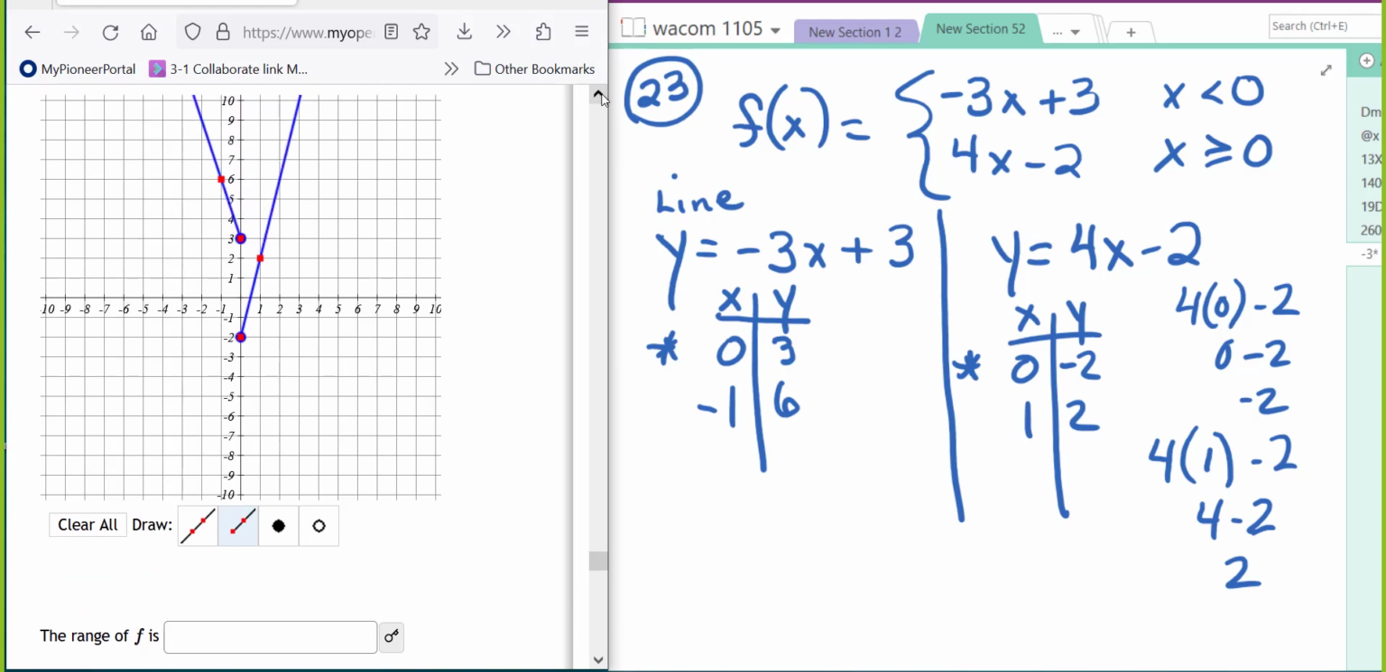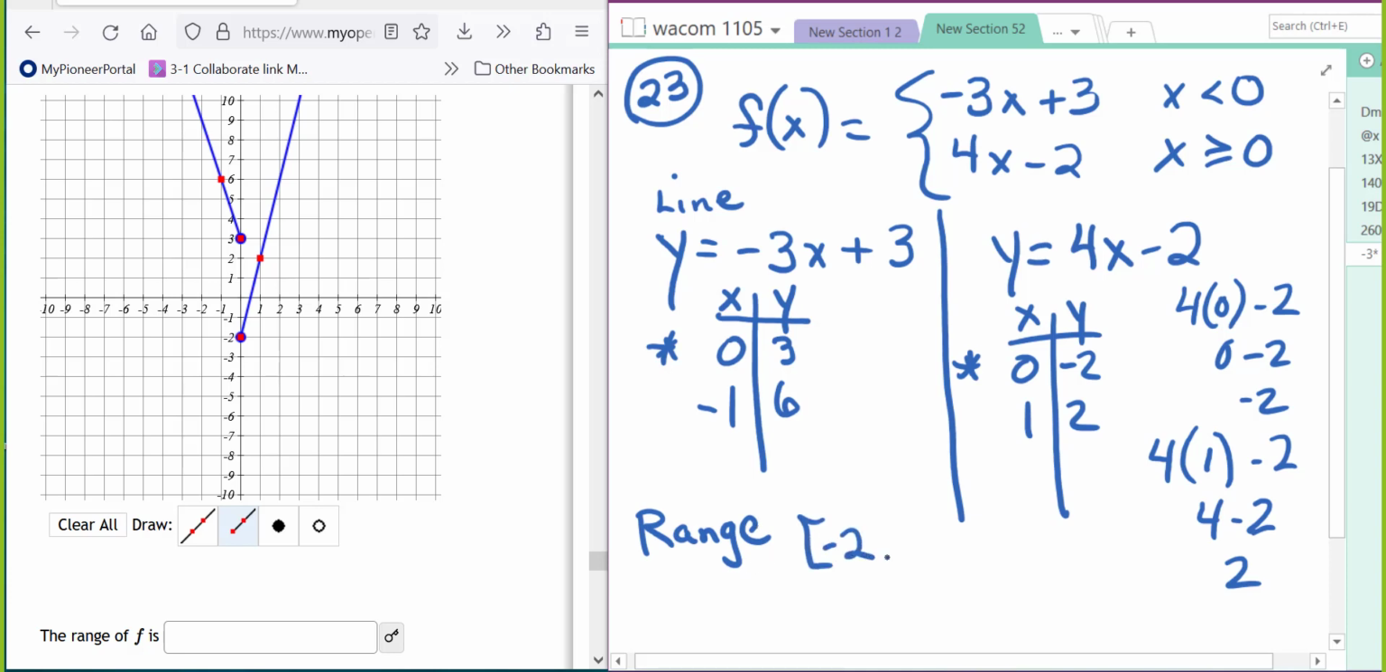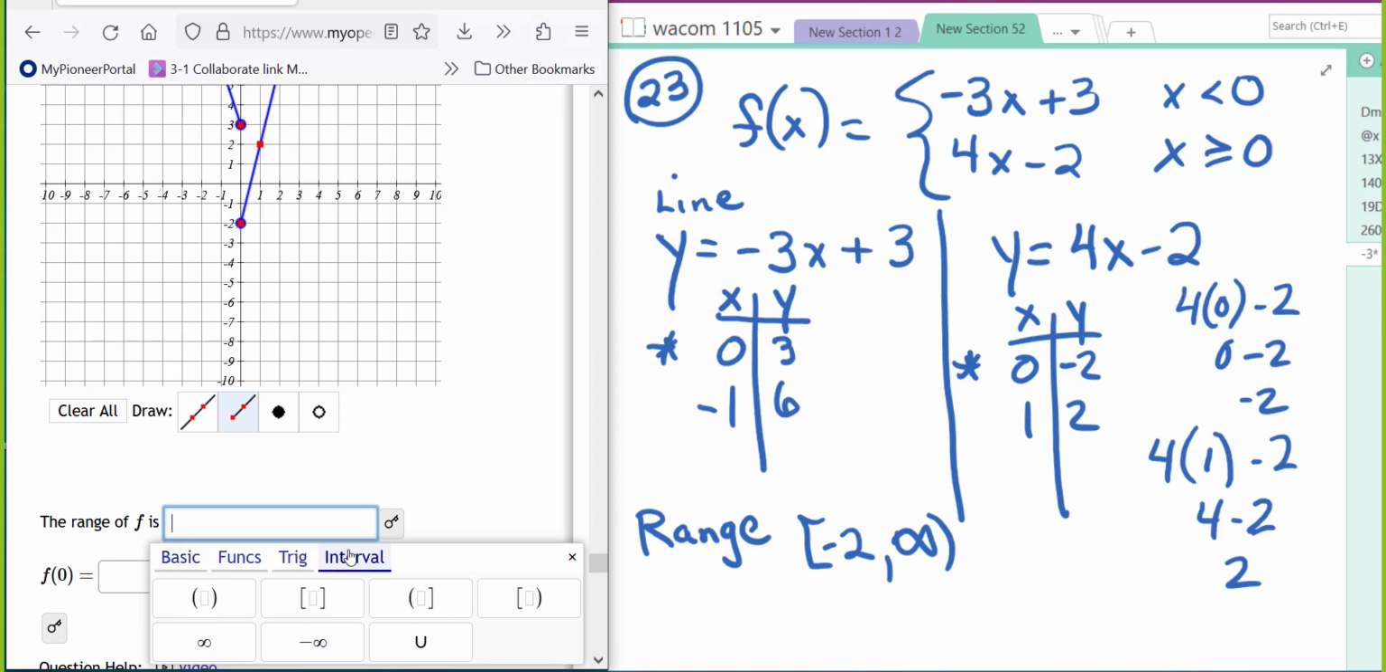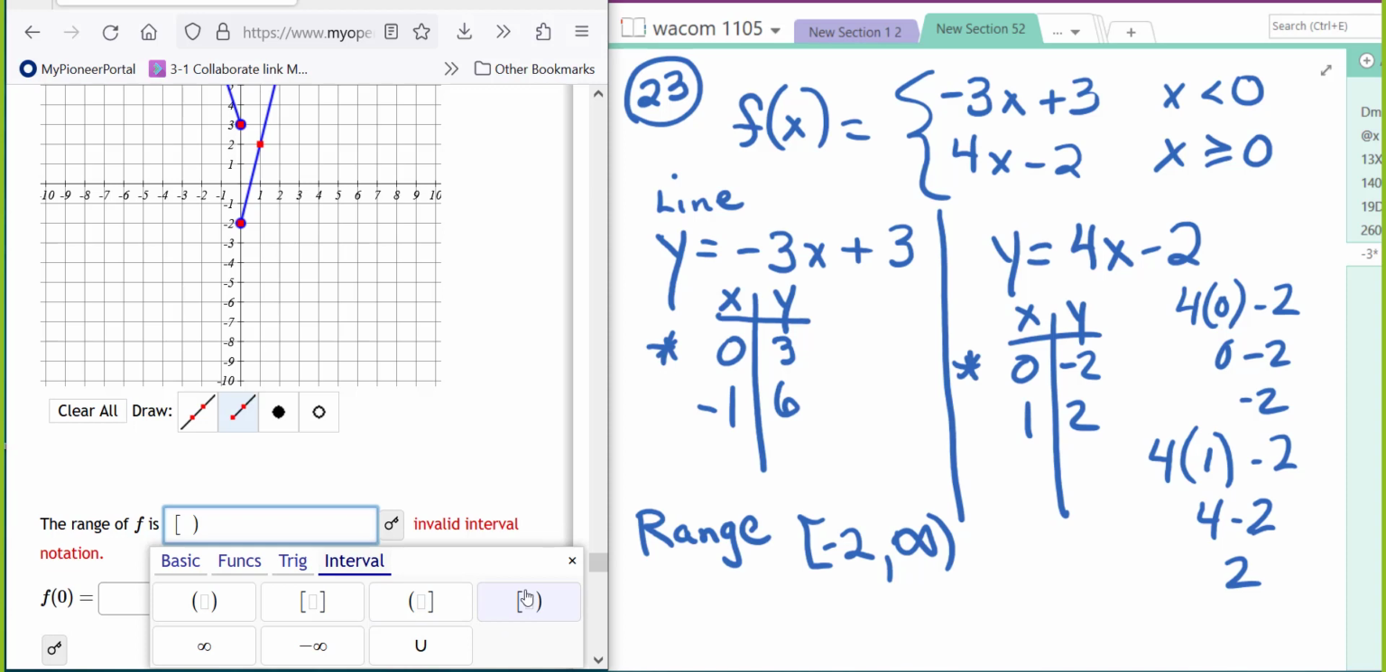All right, your range is looking at both graphs, the lowest to the highest. And let's see, this one came off the second graph and it had an equals to it. So our range is going to be -2, and both of these go up forever. -2 to infinity. And we'll put these in so we can see if I got the graph right. Hopefully.